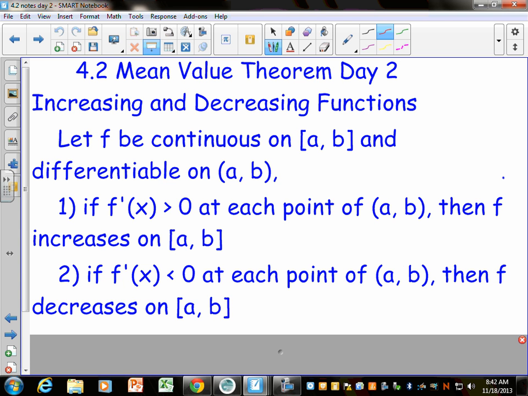Yes. And if your derivative is less than 0 at every point on your interval, then you will be decreasing on that entire interval. And again, think about slope. If slope is negative, then that means it is decreasing. You don't need a graph to do this. You just need a function and a derivative, and you can tell me all the intervals where your graph is increasing and decreasing.